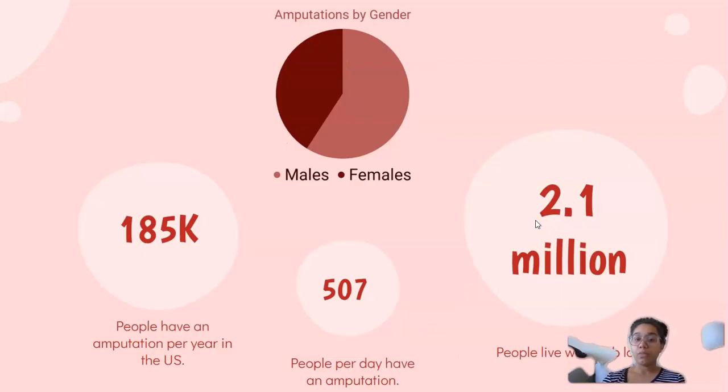And with amputations, there's a slight gender gap. 41% of amputations are in females and 59% are in males. That leaves 2.1 million people with limb loss. On average, 507 people have an amputation per day, meaning that roughly 185,000 people have an amputation annually.